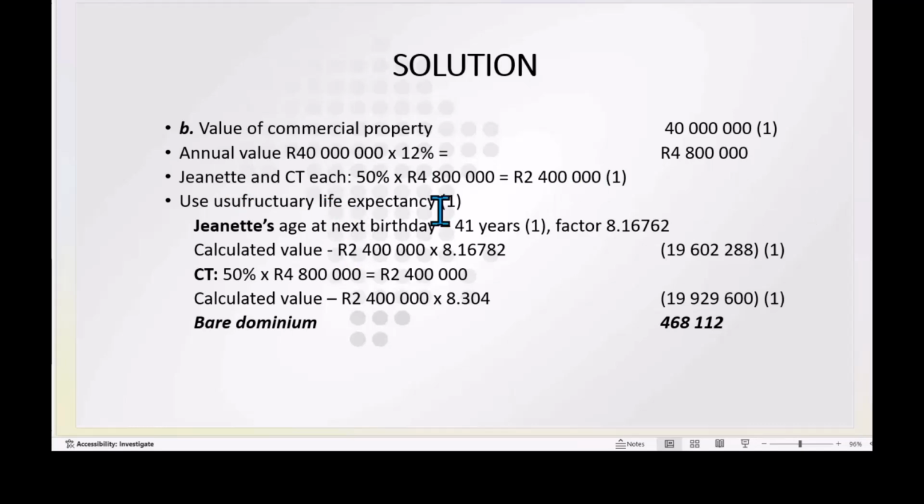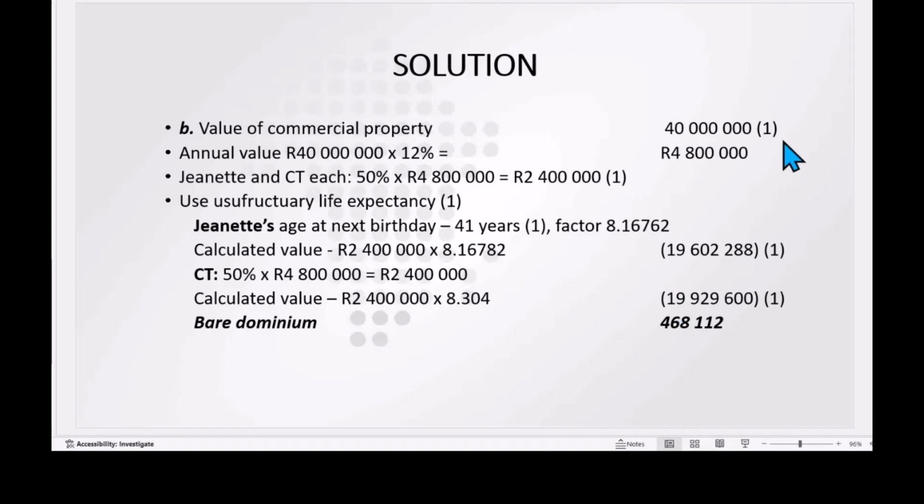Then we only look at the life expectancy of the donees. In this case, it's Janet and the trust. On her next birthday, she'll be 41 years old. So the factor is the 8.16762. And then the calculated value would then be 19,602,288 rand. Then for the trust, we'll take the 2.4 multiplied by the 8.304 as per table B. That is the factor of the trust. Then we would then get an answer of 19,929,600 rand.